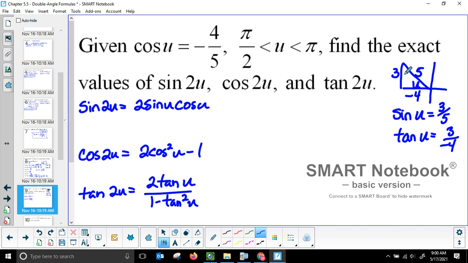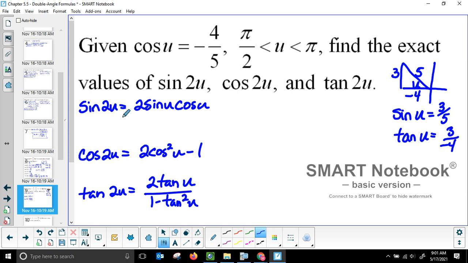Okay, so in order to do this, first we need to set up our triangle, which tells us that our angle is in the second quadrant. We use the fact that cosine of u is -4/5 to get adjacent over hypotenuse. Of course, this is another 3-4-5 triangle, so using SOHCAHTOA, we can get sine and tangent here.